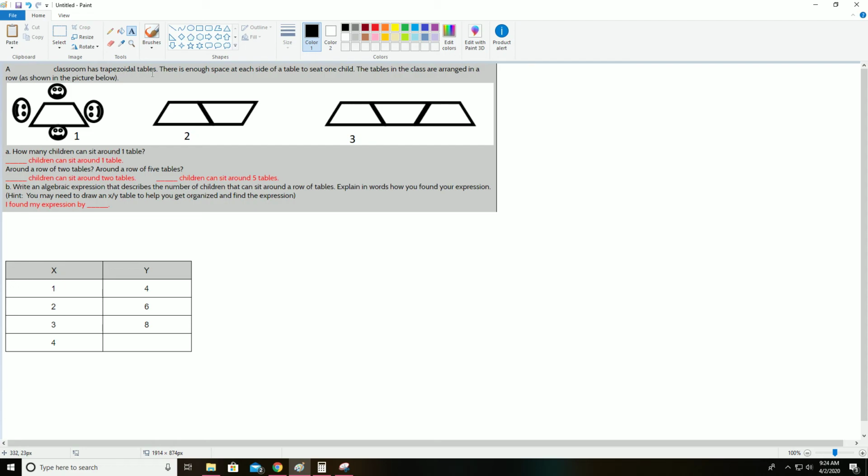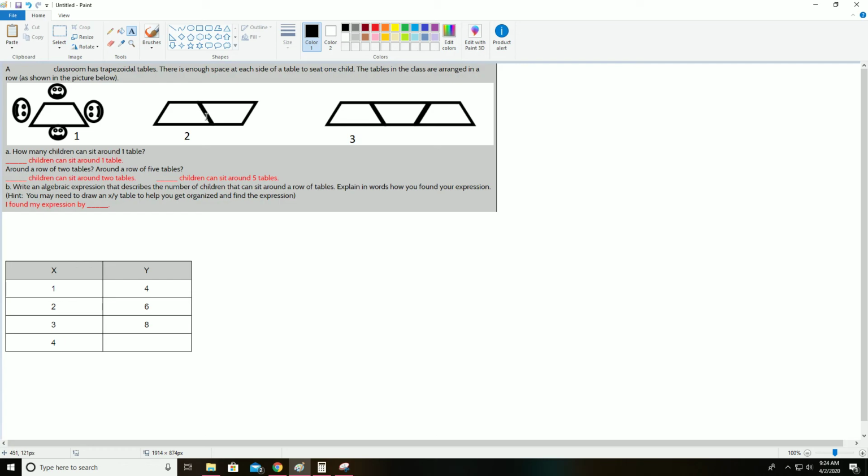The classroom has trapezoid tables, so these are trapezoids. There is enough space on each side of the table to seat one child. The tables in the class are arranged in a row, as shown in the picture below. If you notice, they have put smiley faces representing each side as one child. You can fit a child here, here, and here, and I'll let you count over on this side. We can't sit anybody right here, obviously, because this is where the tables connect.